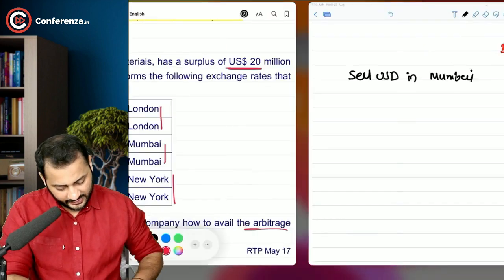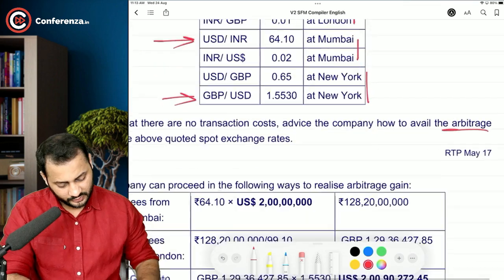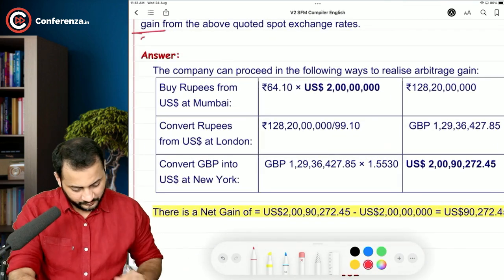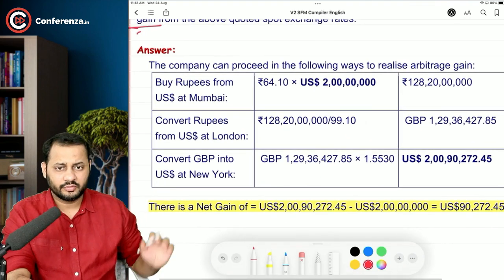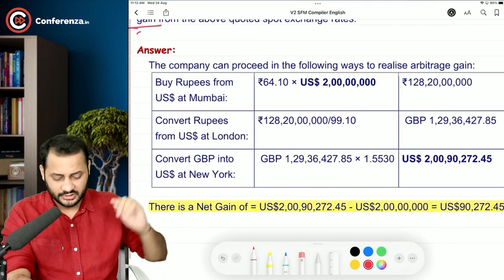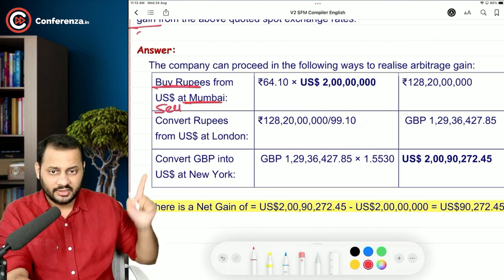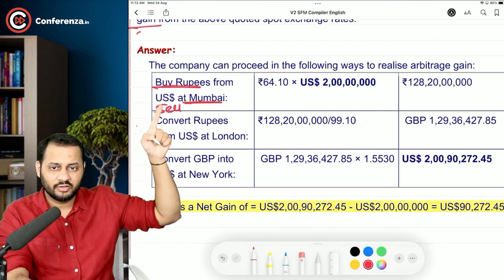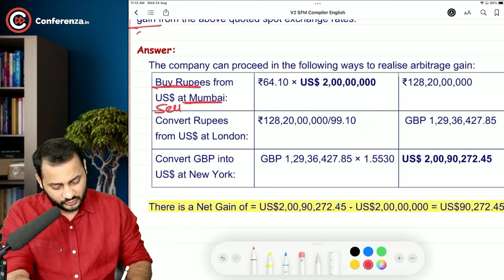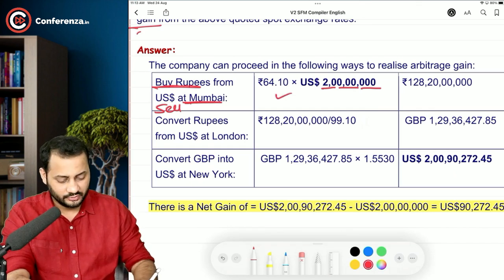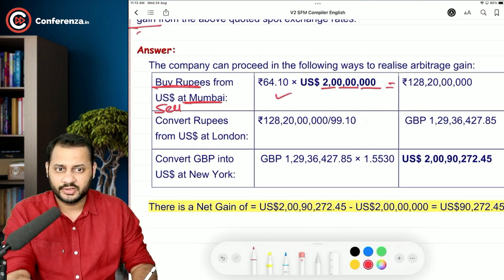So you have, I think, $20 million. I think we can now solve the question from the institute's answer. In the Mumbai market, they are buying rupees, meaning selling dollar. That's what we are saying, that sell the dollar in the Mumbai market. So 20 million into 64.10, you will get this much of the rupees, 128 crore 28 lakh.